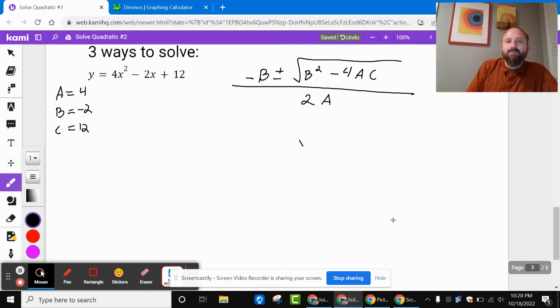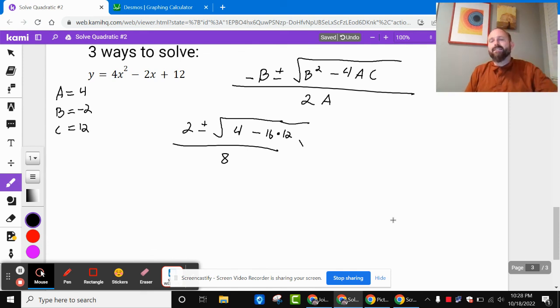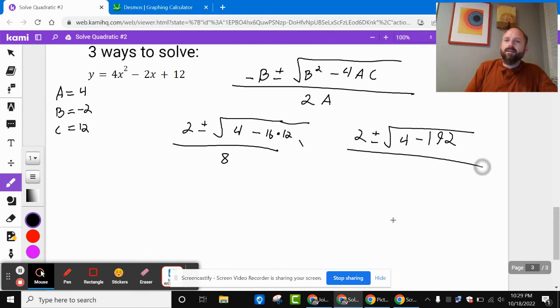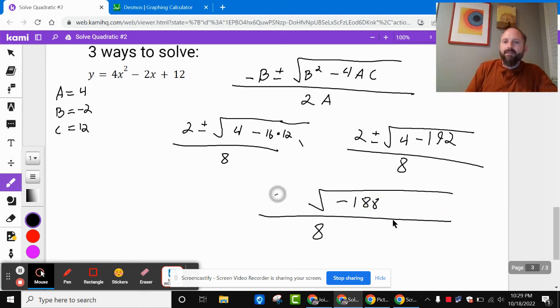So if I bring this up, I'm going to get 2 plus or minus the square root of b squared, which is 4, minus 4 times a, 16 times 12, all divided by 2 times 4, which is 8. And if I multiply these out, 16 times 12, I think that was 192. 4 minus 192, and this 8. And so we get the square root of negative 188, all divided by 8, and we're going to do plus or minus.